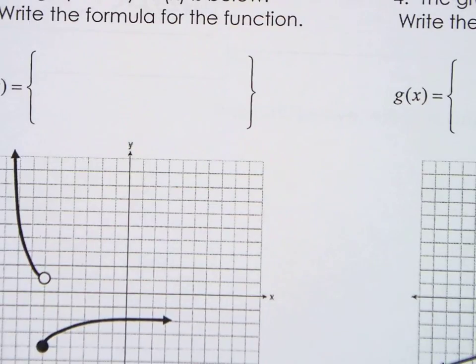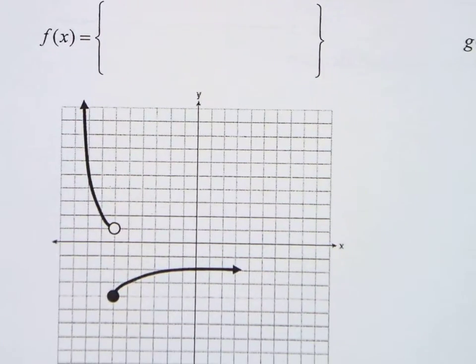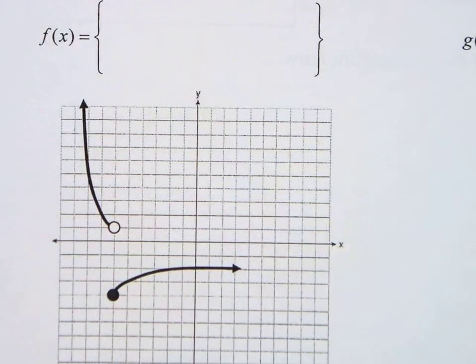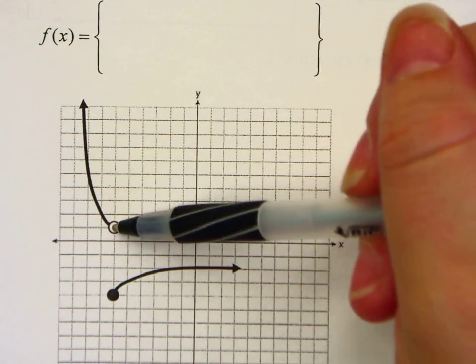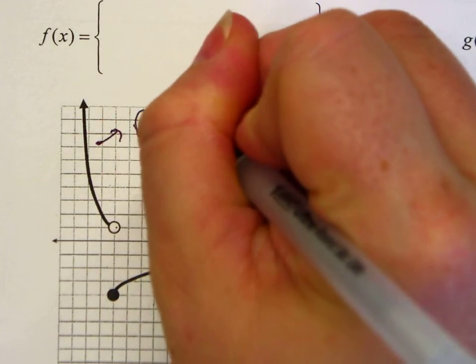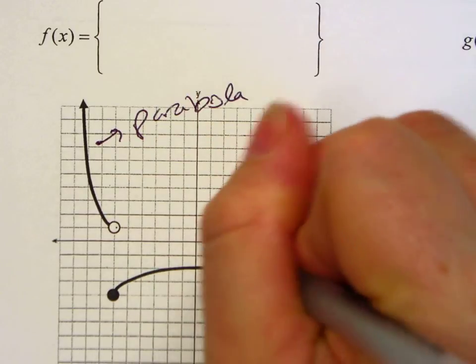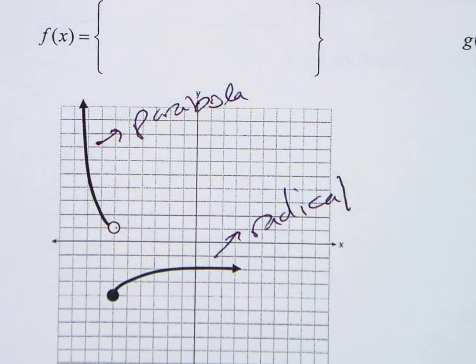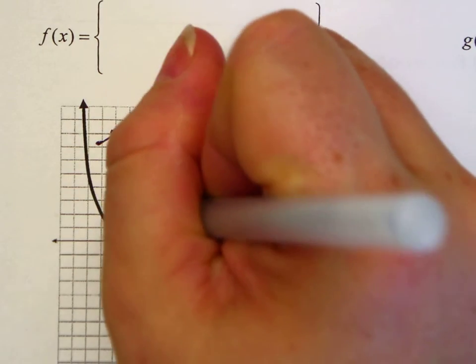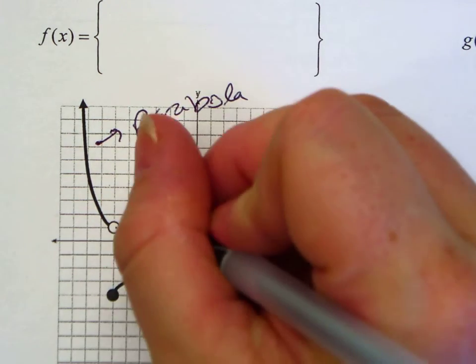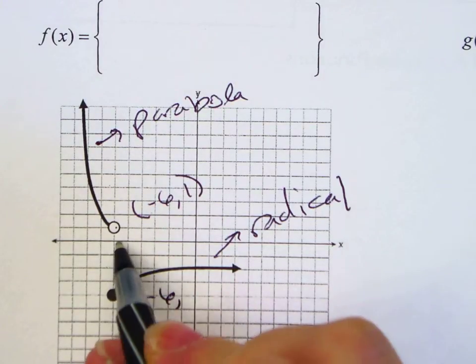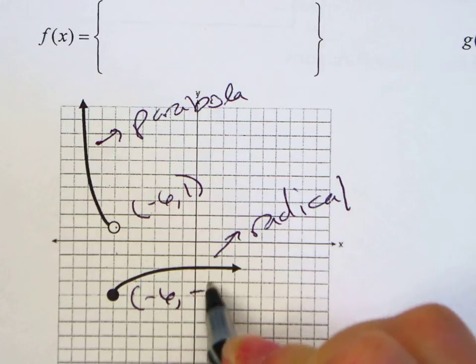Number 3. Try this one on your own. All right, so the first thing we're going to do is write down our vertex points. We have a parabola. This is a parabola. And this is your radical, sideways. Remember, they're inverses. One's up, one's sideways. So this point is, what is that? (-6, 1). And this point is (-6, -4).